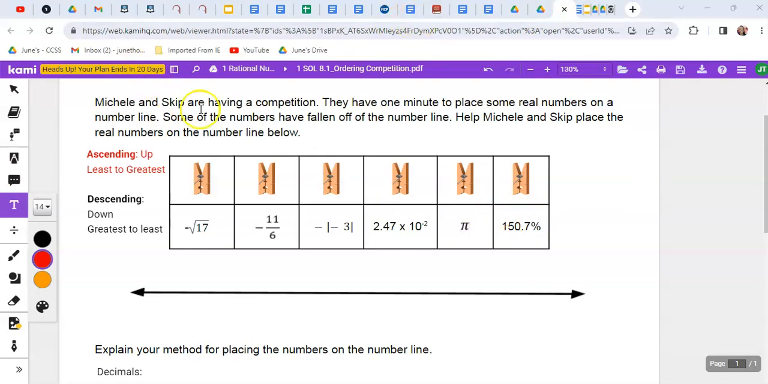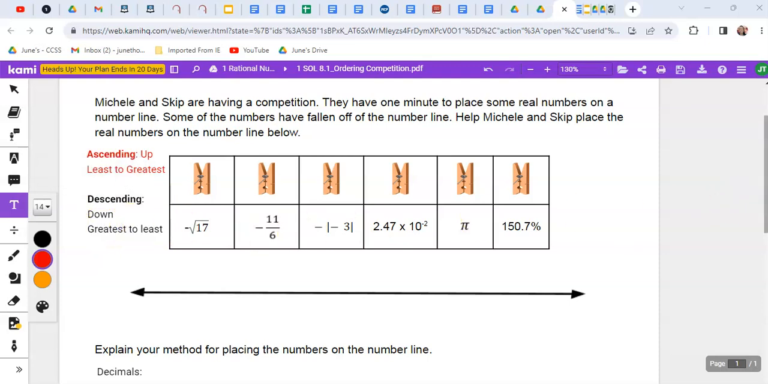First thing I want to talk to you about ordering rational numbers is you need to recognize this word, ascending. Ascending means to go up. That means you're going from the least, the smallest, to the largest. And then there's descending. The D reminds me, D for down. Descending means going down. That means you're going from the greatest to the least.